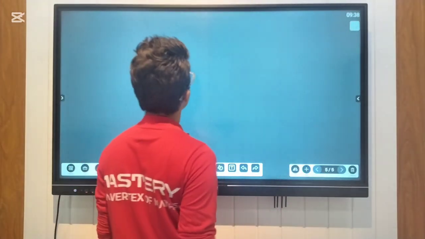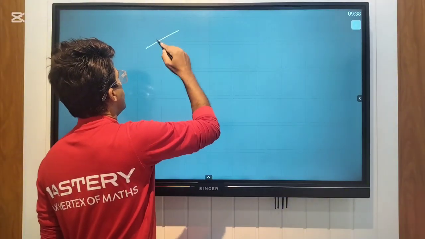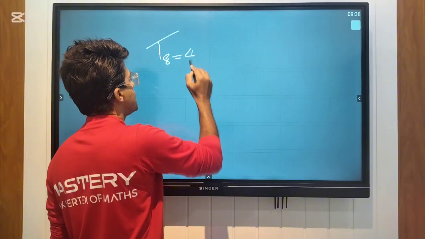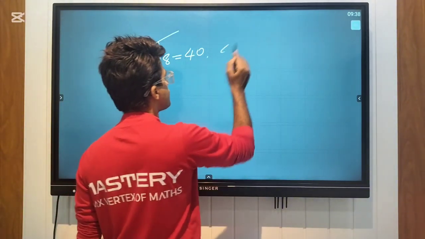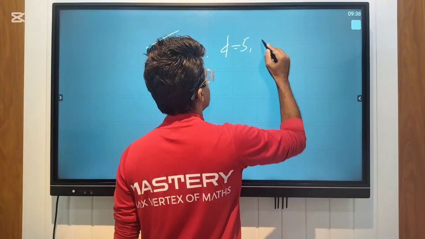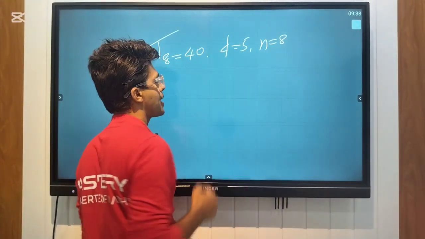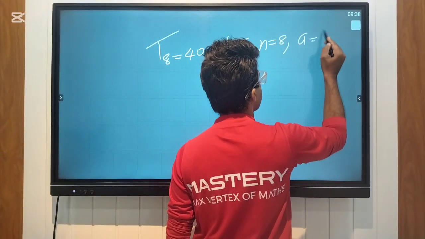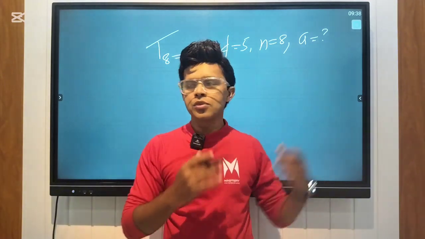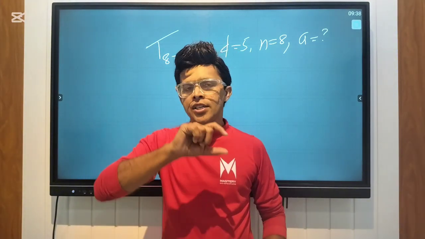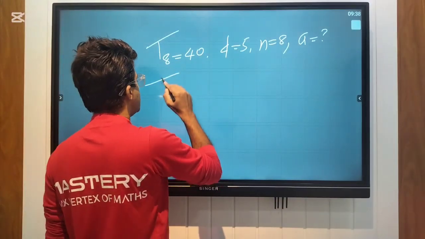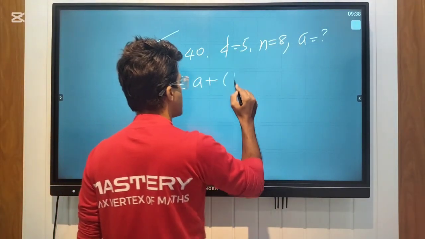Okay, I will give you this one. T8 equals 40, and also d equals 5. Here n equals 8, so T8 means n equals 8. You need to get the value of a here. In order to get the value of a, the previously used formula can be used. What's the formula? Tn equals a plus n minus 1 times d.